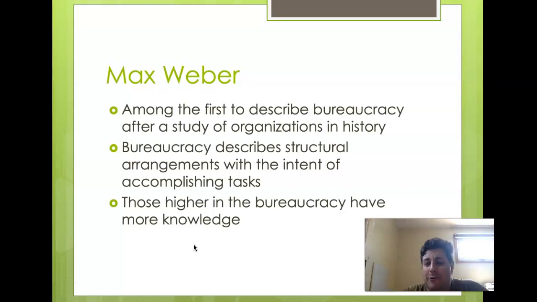In fact, if you think back to that organizational chart from a couple of slides ago, that in a sense is a picture of the bureaucracy. And you could expand that to include all of the workers, all of the people underneath those different managers and leaders, and the bureaucracy would become even larger. So Max Weber discovered that people who are higher in the bureaucracy have more knowledge, and they have more responsibility as well. And a bureaucracy really is intended to accomplish specific tasks.